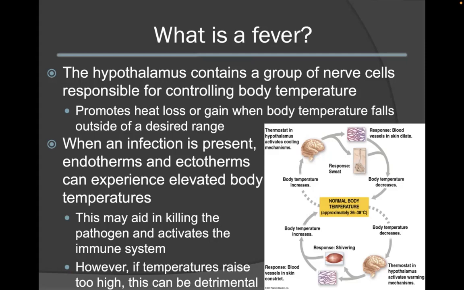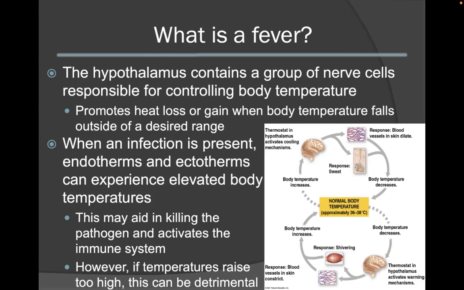The diagram to the right describes what happens when an organism such as a human experiences a fever. Note that the normal body temperature for a human is approximately 36 to 38 degrees centigrade. Once the body temperature increases, this is detected by the hypothalamus. As a response, the hypothalamus will activate cooling mechanisms.